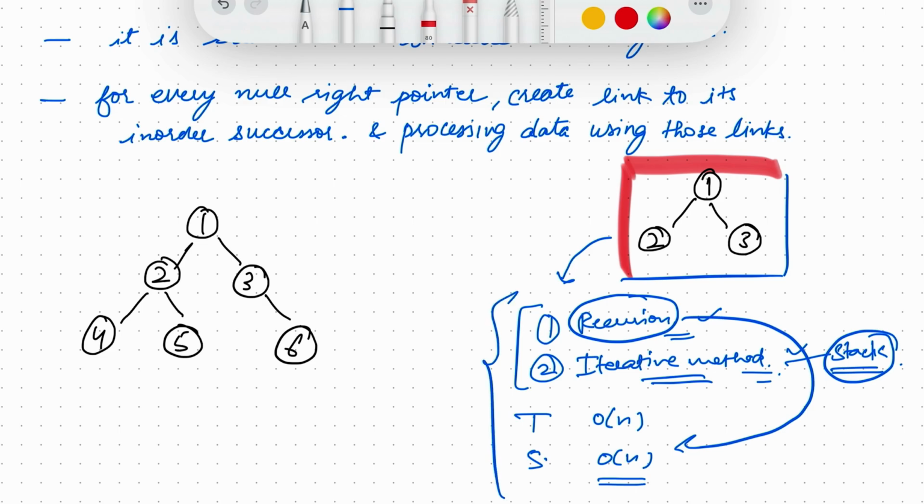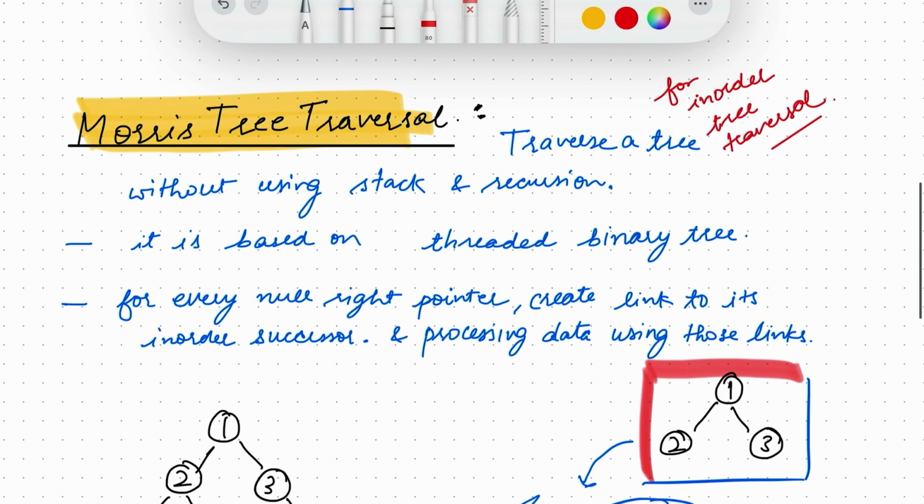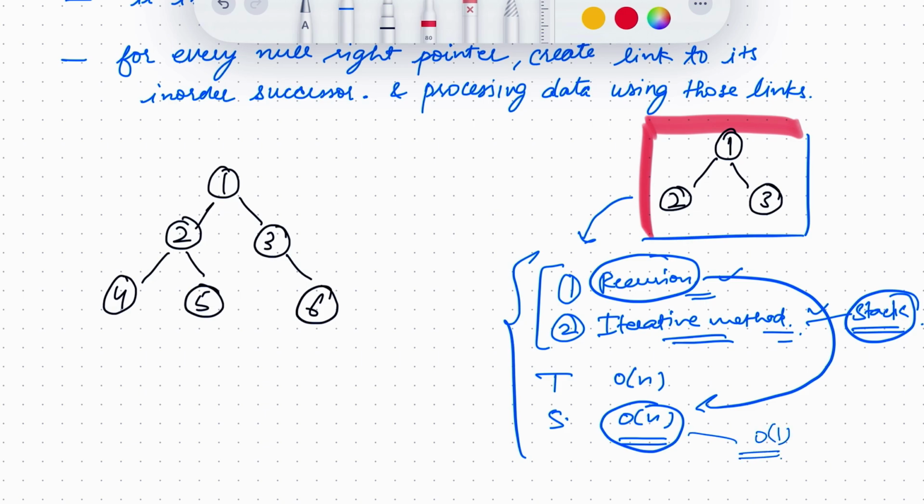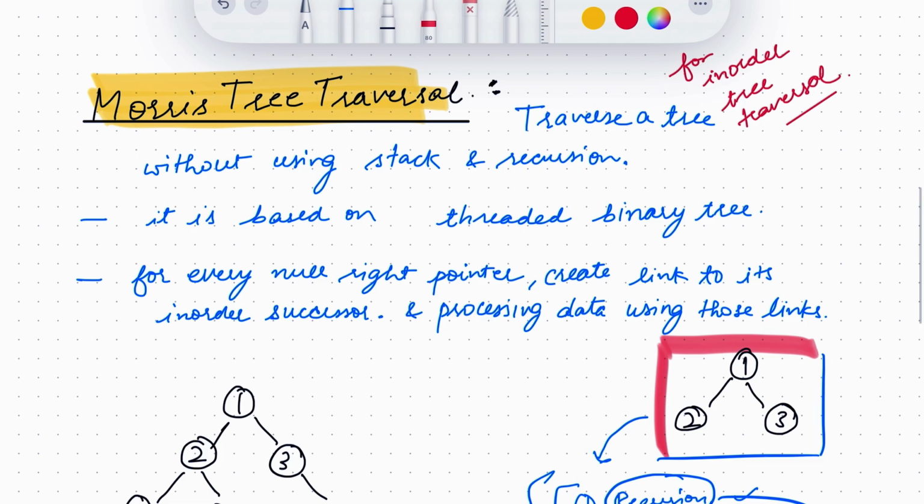So to improve the space complexity, we have introduced Morris Tree Traversal. To improve the space complexity to O(1), we have this Morris Tree Traversal algorithm. In Morris Tree Traversal, we traverse a tree without using stack or recursion. We traverse the tree with O(1) space, and the time is O(n), traversing all the nodes. This is based on a threaded binary tree.